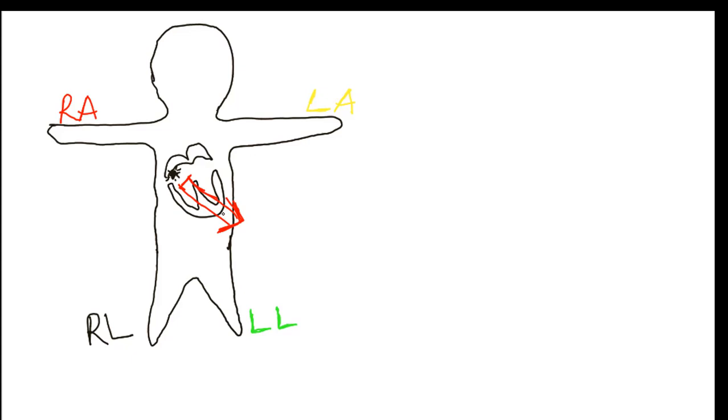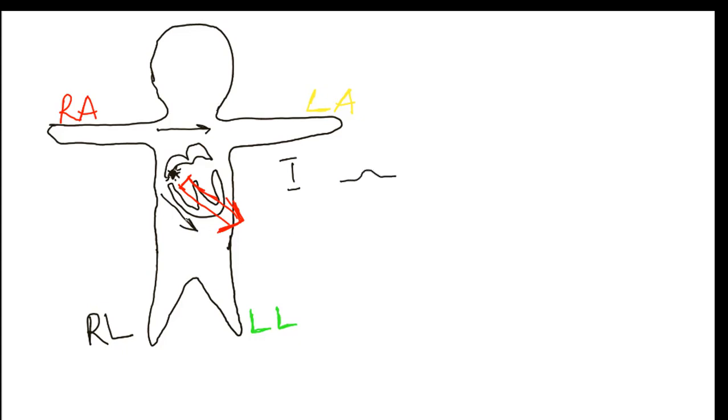The electrical vector of lead 1 is directed from right arm to left arm, right? And the electrical vector of lead 2 is directed from right arm to left leg, right? Now, the lead 1 vector is directed leftwards, so it will produce a positive wave.